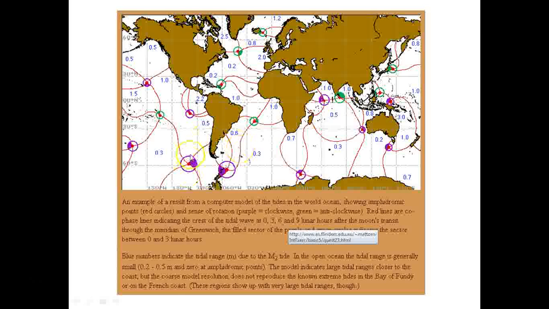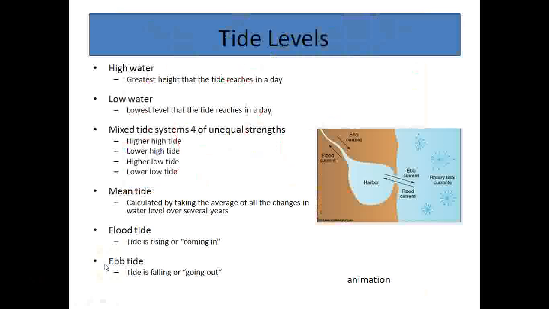Okay, so you see the purple ones, then the rotation around them is in a clockwise direction on here, and the rotation around the green ones are counterclockwise. So most of the green ones are in the northern hemisphere, and most of the purple ones are in the southern. That's to do with the Coriolis effect, which way that they're rotating.